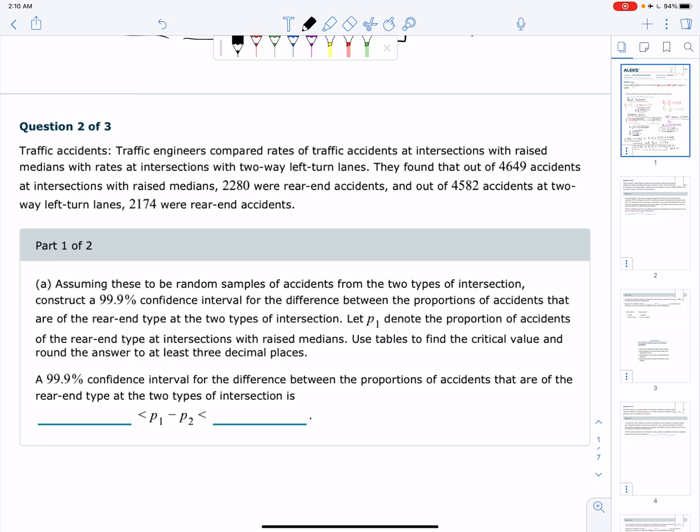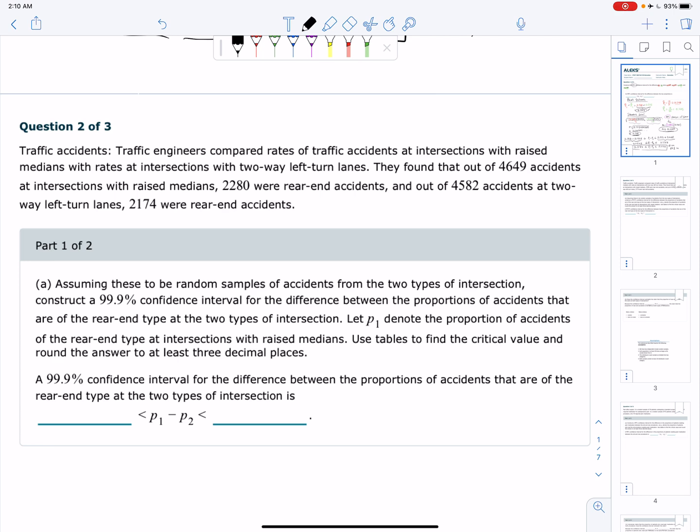It says traffic accidents. Traffic engineers compare rates of traffic accidents at intersections with raised medians with rates at intersections with two-way left turn lanes. They found that out of the 4,649 accidents at intersections with raised medians, 2,280 were rear-end accidents, and out of 4,582 accidents at two-way left turn lanes, 2,174 were rear-end accidents. Man, that's a lot of information there, right?